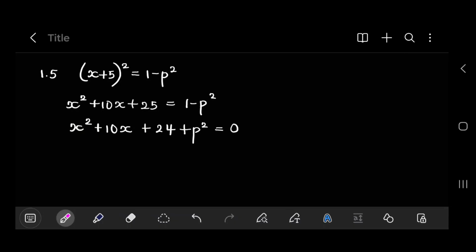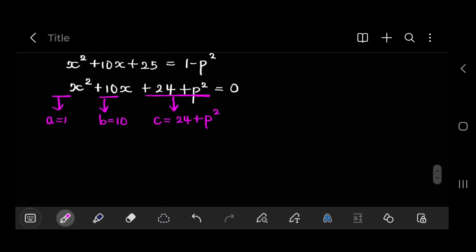Now this is actually in standard quadratic format, where our a value here is 1. Remember, a is always the coefficient of x squared. Our b value is 10. And your c value is any terms at all that do not have x in it. So c here is the positive 24 plus p squared. It's both those terms. So this is your first step. Get the equation in standard quadratic format.